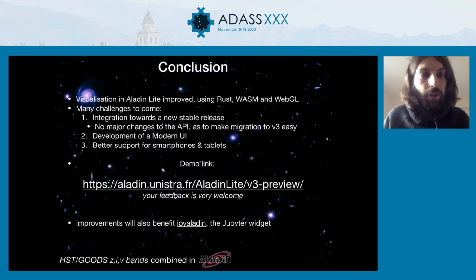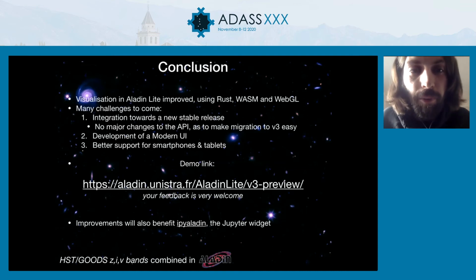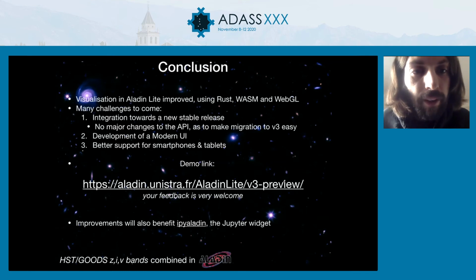So in conclusion, we have improved the visualization in Aladin Lite by harnessing the power of your GPU. This has been a request from the scientific community, for example, to combine multiple HiPS together. There are still many challenges to come. The first one being to continue the development and release a new stable version 3. And we want to preserve the API as much as possible to make the migration easy. Then we can develop a modern UI and better support for smartphones.